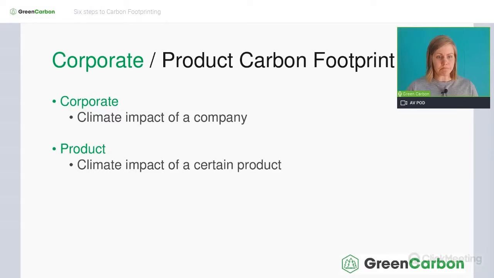Yes, and there are very different objects for which you can calculate a carbon footprint. But in the case of the business sector, which we concentrate on in this presentation, there are two types of carbon footprints. There is the corporate carbon footprint, which means that we calculate the climate impact of the whole company. And then there is the product carbon footprint, which is the climate impact of a certain product.